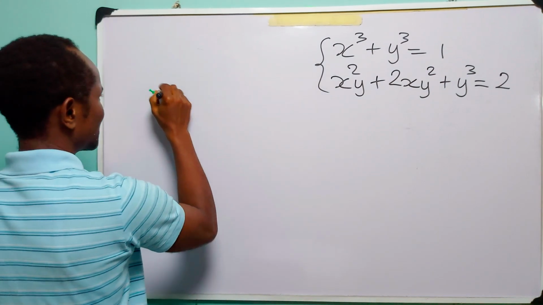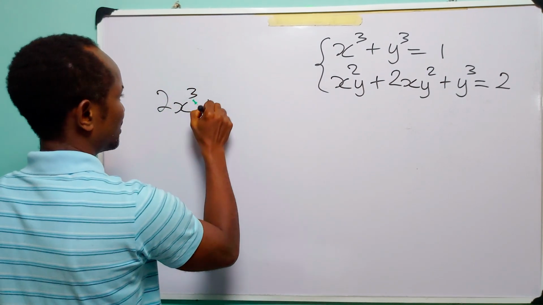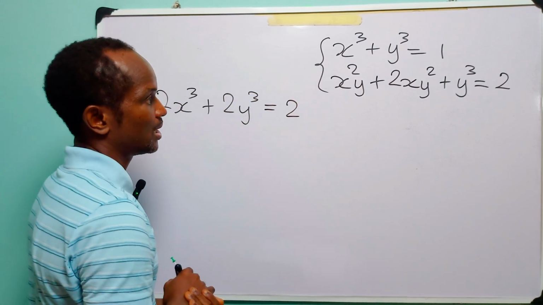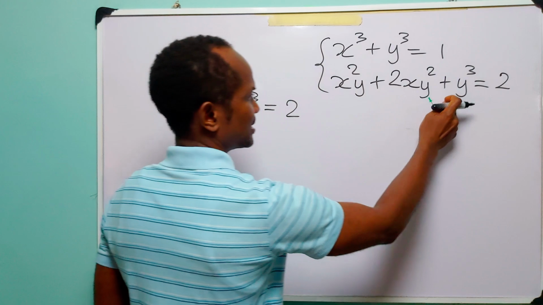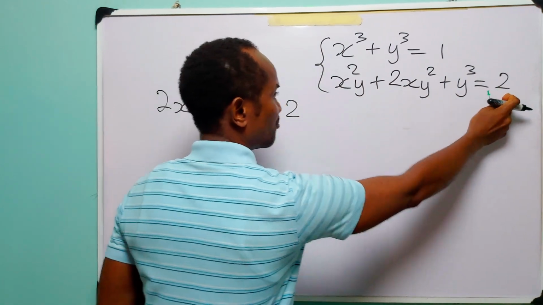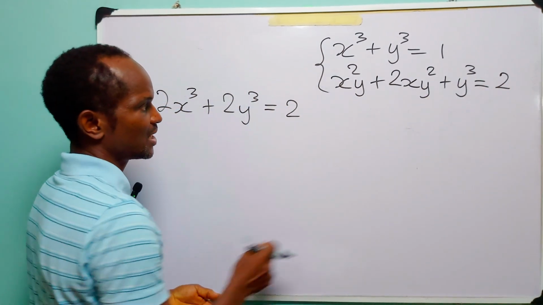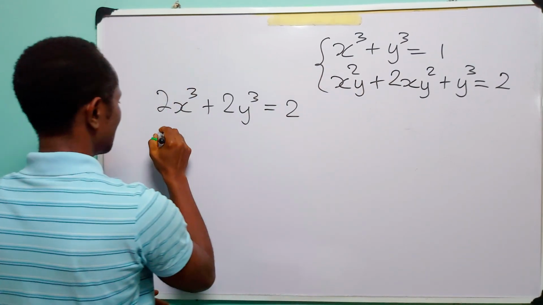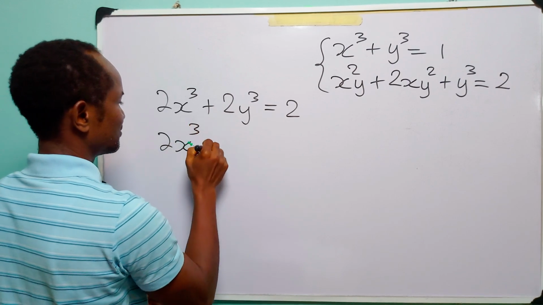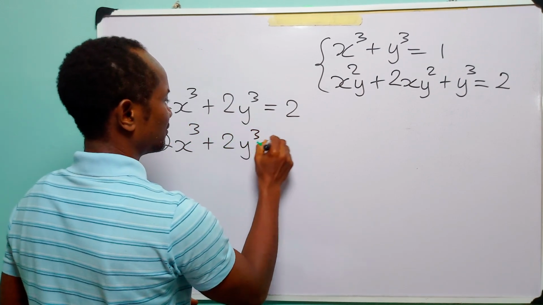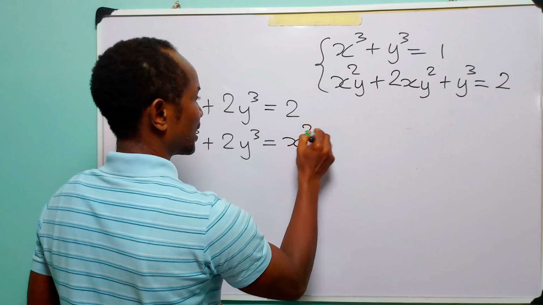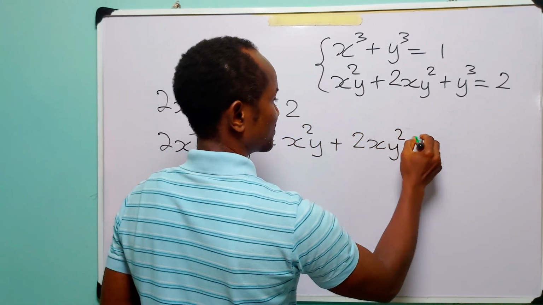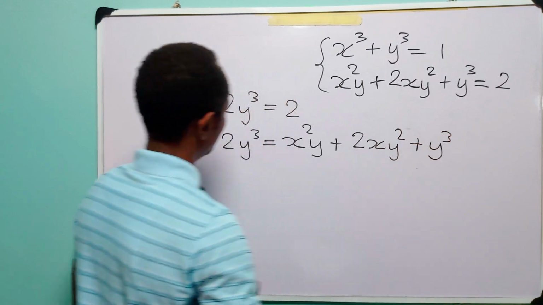2. When we do that, we have 2x cubed plus 2y cubed is equal to 2. Now, when you look at this equation and this equation, you are going to see that they are both equal to 2. So next, let us equate the left-hand sides of these two equations. When we do that, we have 2x cubed plus 2y cubed is equal to x squared y plus 2xy squared plus y cubed.